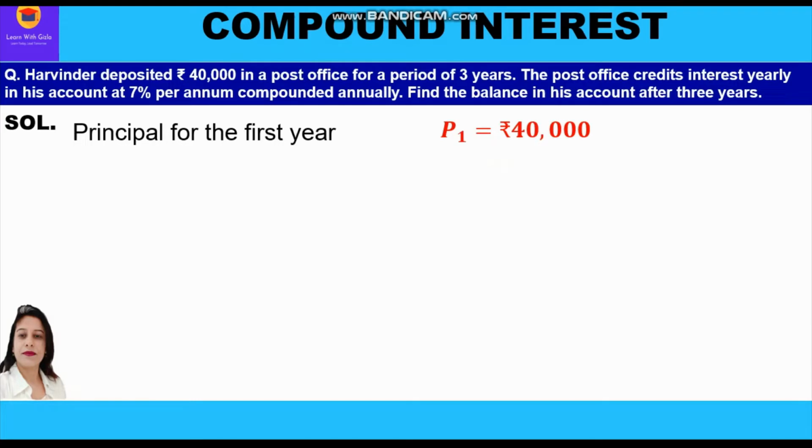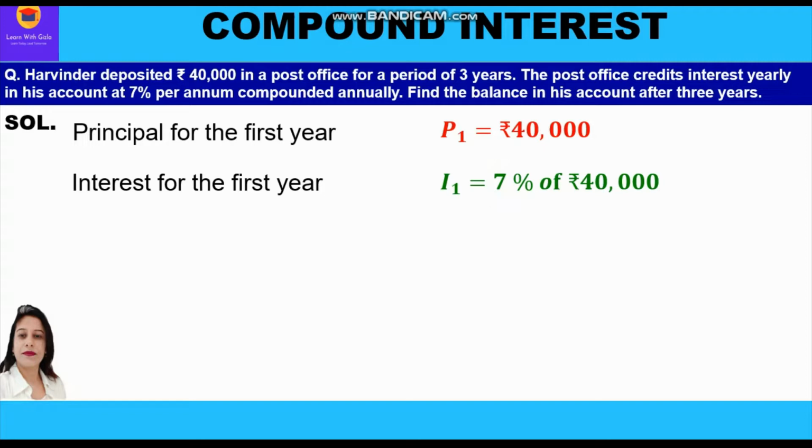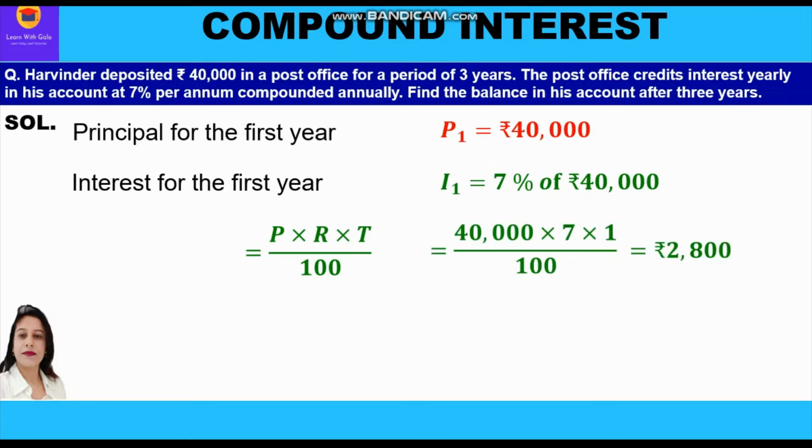Principal for the first year is rupees 40,000. Now interest for the first year will be calculated at the rate of 7% on principal of the first year, that is rupees 40,000. For calculating the interest, we shall apply the formula of simple interest for 1 year. Simple interest formula is PRT upon 100. Now we shall substitute the values. We shall write 40,000 as principal. Rate of interest is 7% and time period is 1 year. So 40,000 into 7 into 1 upon 100, which is equal to rupees 2,800. So this is the interest for the first year.